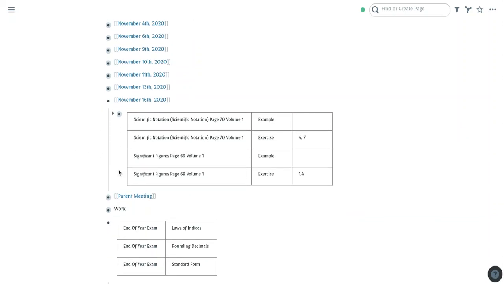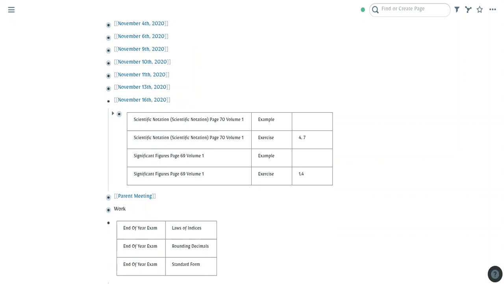All right, good. So today we have successfully finished laws of indices. So we're going to be revising the next two topics that we need to go on. As you can recall, we talked about scientific notation and significant figures earlier, right? So we're going to go back.